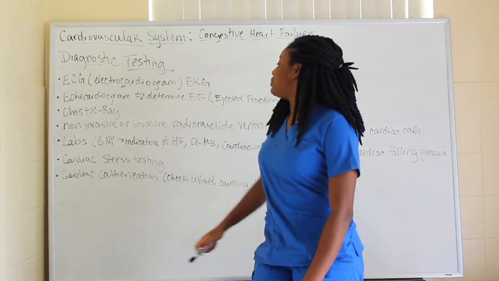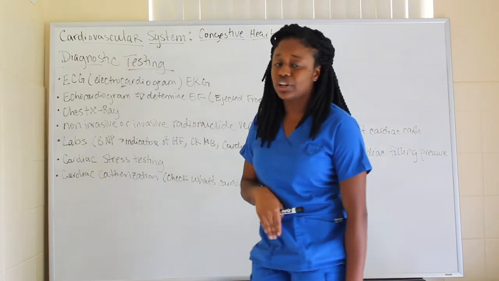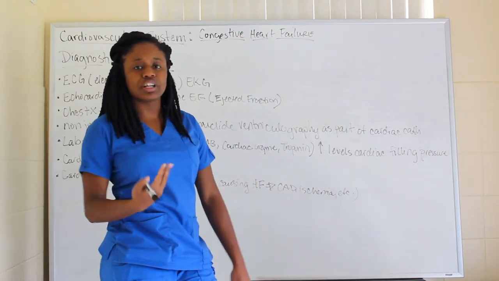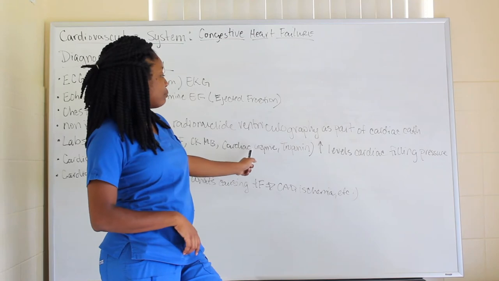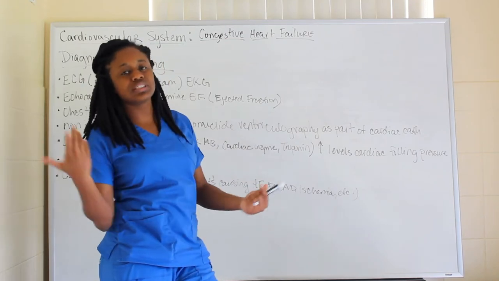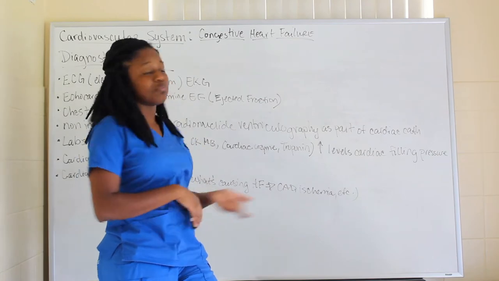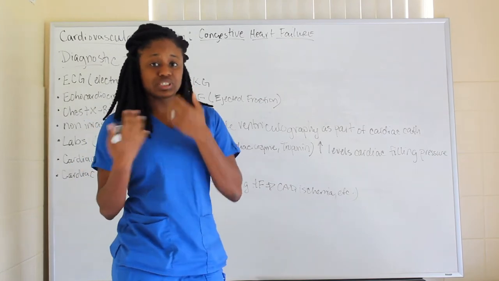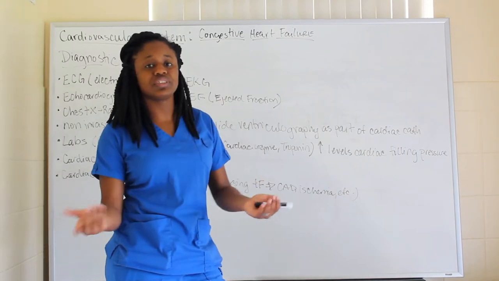BNP, which is going to be a big indicator of heart failure. You also have your troponin, your cardiac profile labs, okay? Cardiac profile and cardiac enzymes are pretty much the same. You'll see them bundled together. Your CK-MB and your CK, you'll see them in that as well. Okay, your troponin, you'll definitely see in there.